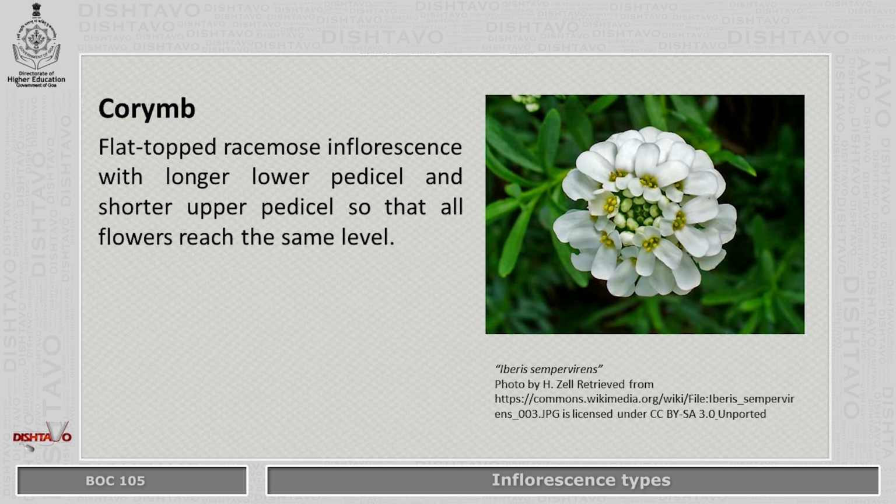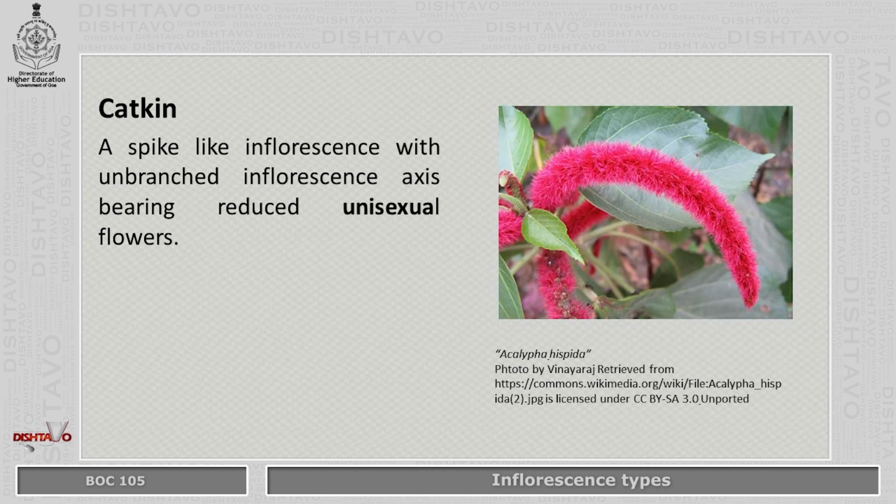Moving to the next type, that is corymb inflorescence. In corymb, it is a flat-topped racemose inflorescence with longer lower pedicels and shorter upper pedicels, so that all flowers reach the same level. This type of inflorescence can be seen in Iberis species.